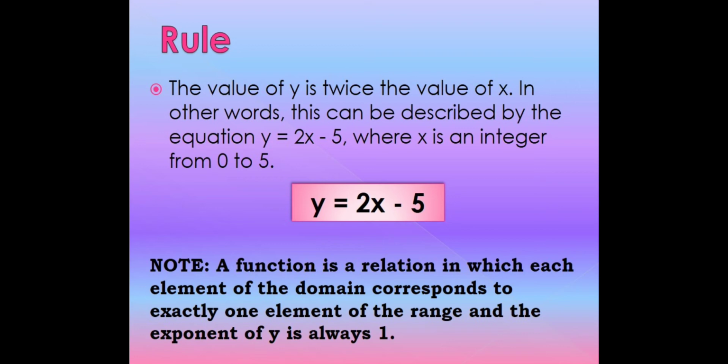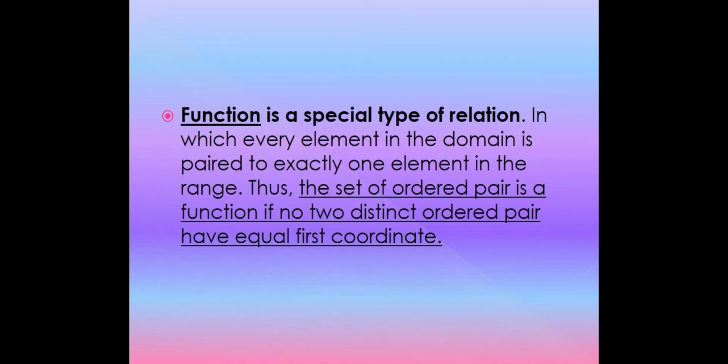To summarize what a function is: a special type of relation. So you're right, a function is still a relation, but it is special, in which every element in the domain is paired to exactly one element in the range. Thus, a set of ordered pairs is a function if no two distinct ordered pairs have equal first coordinates. It should be that no domain element has the same value. So that is a function.